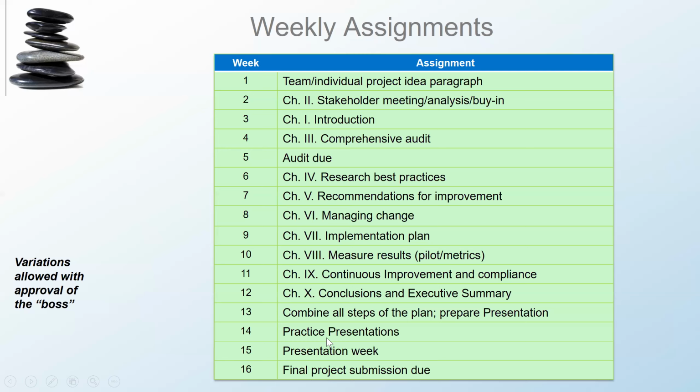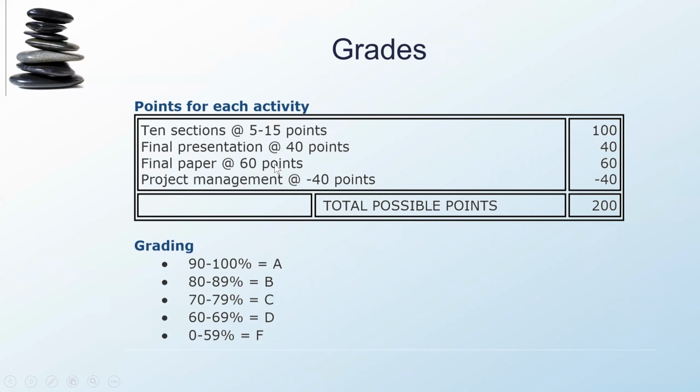This is the grading. There are 10 sections. Most of them are worth 10 points. A couple are worth 15 points. A couple are worth 5. It ends up being 100 points. The final presentation is 40 points. The final paper is 60 points. Most people get almost all of the points here unless you didn't make the changes that we discussed. So if you have an overall 70 and then you get the 100, then you're going to have an 85. So you'll do just fine. Project management, as I said, can take off a letter grade.